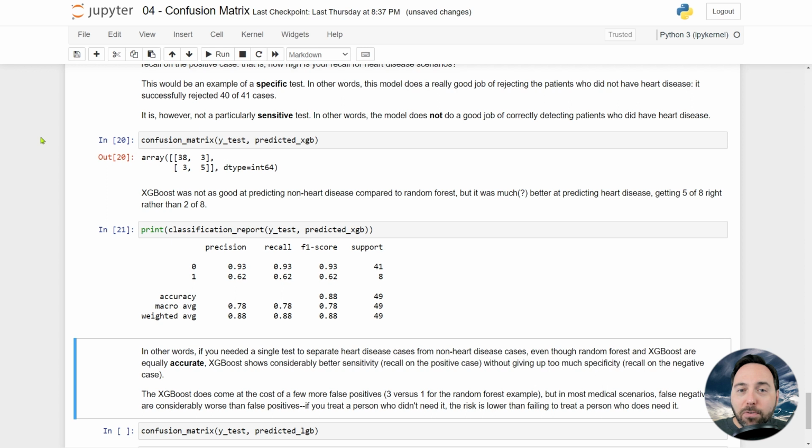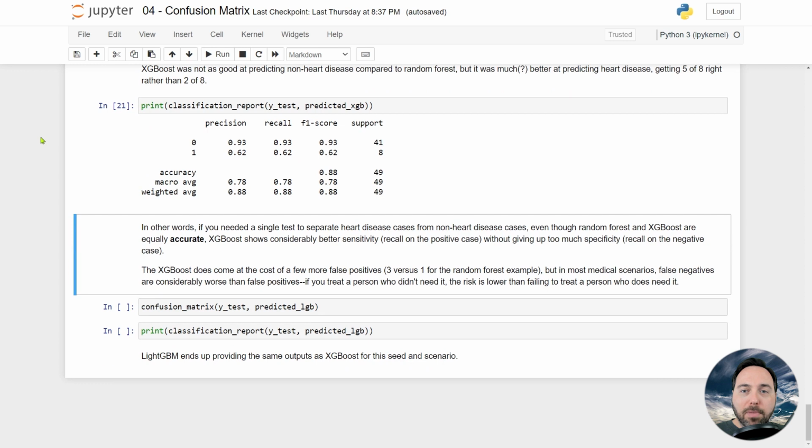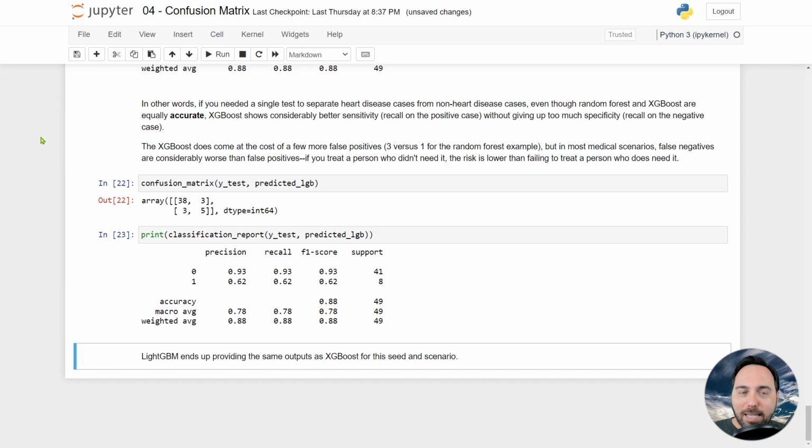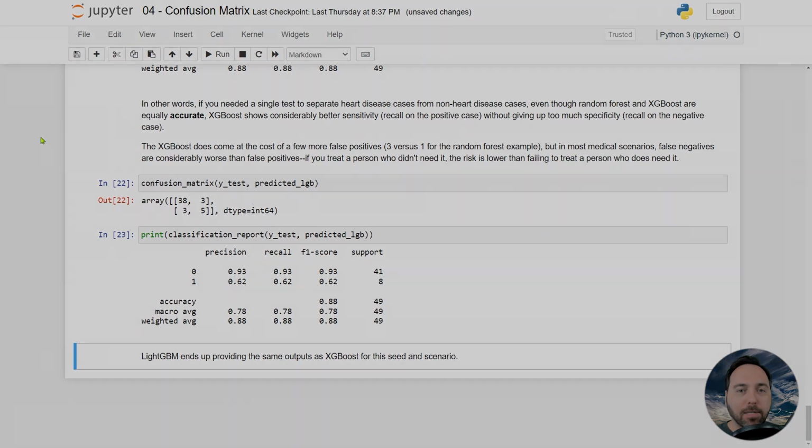Well, then we might actually prefer XGBoost to random forest in a medical scenario, even though random forest is a little more accurate for this data. That's because the cost of a false negative is considerably worse in this case than a false positive, as false negatives may mean that people go untreated, whereas false positives may mean that people get unnecessary treatment. Let's wrap things up by looking at LightGBM. Running the final pair of cells, we can see that the confusion matrix for LightGBM is exactly the same as XGBoost in this scenario, so the two models would be interchangeable for our uses. And now you know why accuracy is not the entire picture.